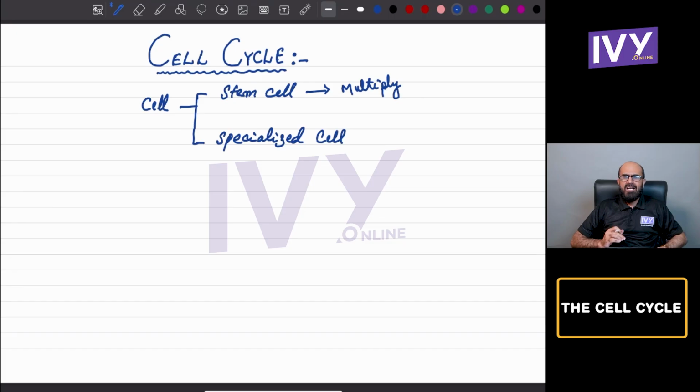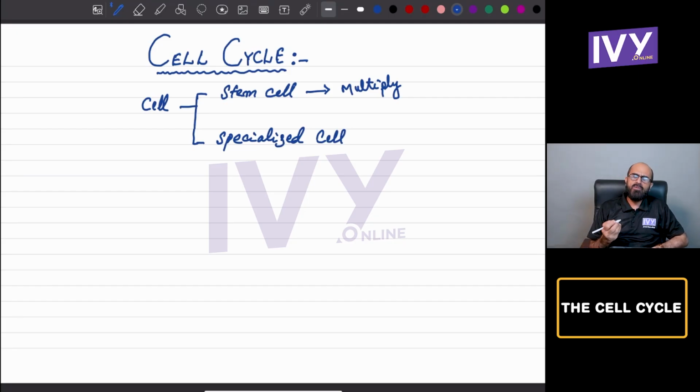Now, once the cells are dividing and multiplying so many times, their potential is gradually decreasing, and the cell becomes specialized. How is the cell specialized? The cell performs its unique function, which is different from the rest of the other cells. Then we say that the cell has become specialized.